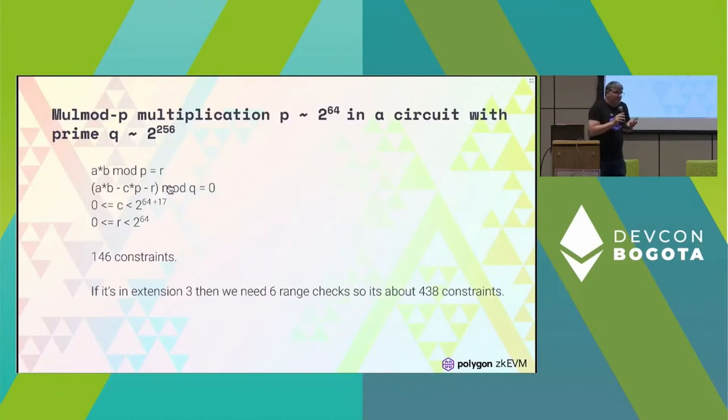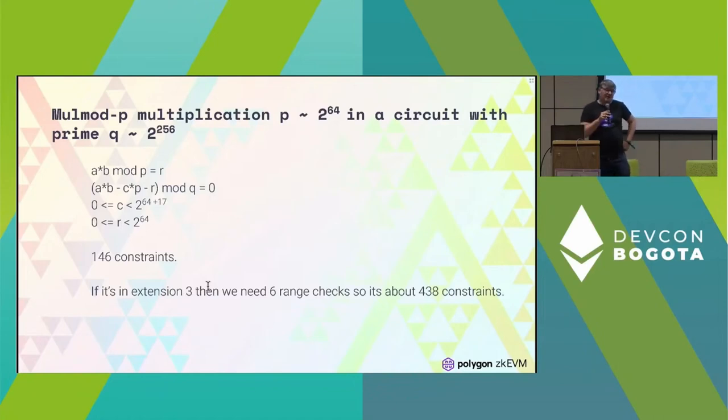And the idea is we're just doing it in a very naive way. If we are doing an operation like a multiplication, in this case we just do a couple of range checks. That means that, more or less, a multiplication with a Goldilocks multiplication costs 146 constraints.